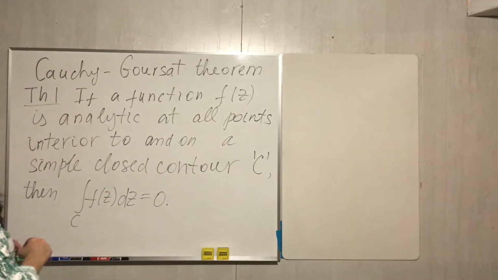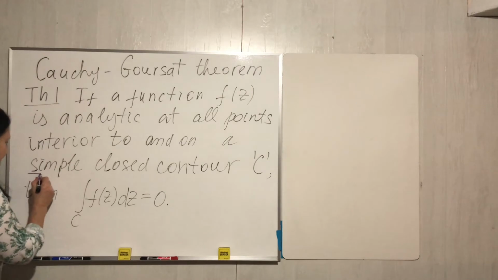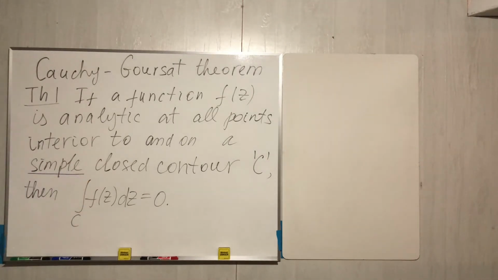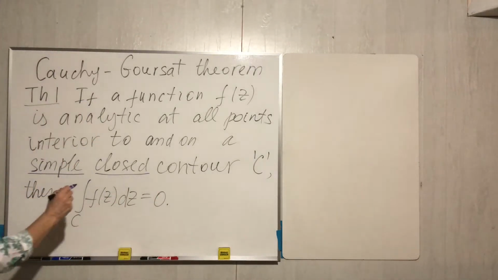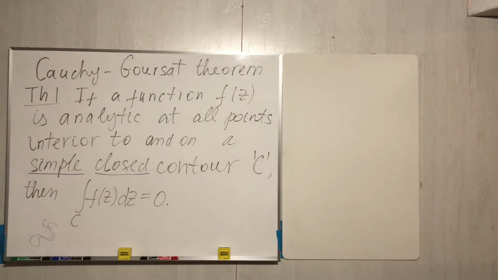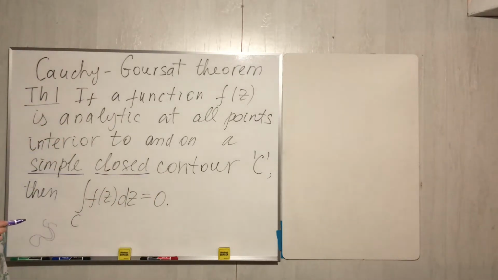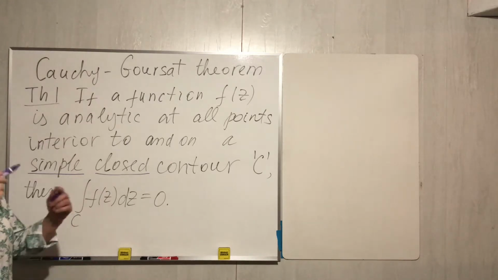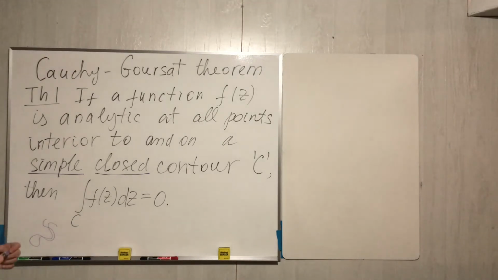So let's maybe talk about terminology first. Simple means that it doesn't have self-intersections. So this is not a simple contour because it self-intersects. And closed means this is a loop. If we parameterize this contour, then our initial point and terminal point will coincide. So we have a loop, and this integral equals 0.